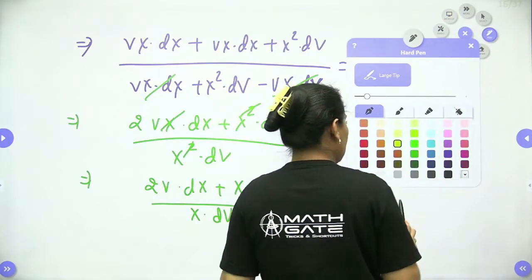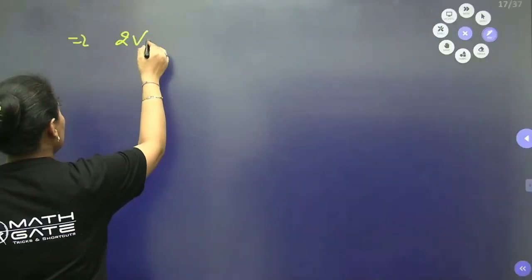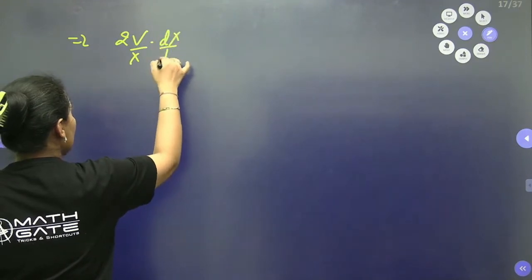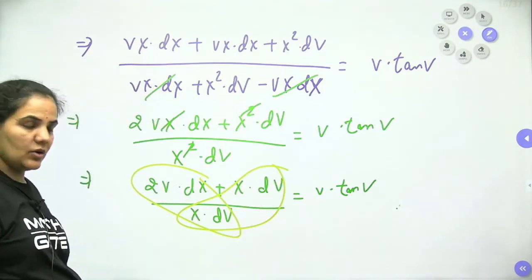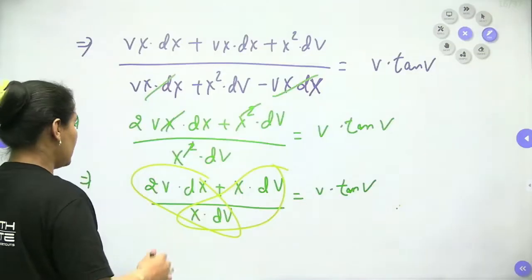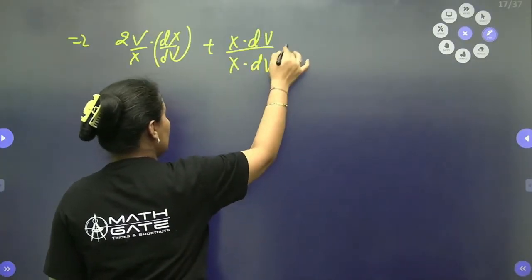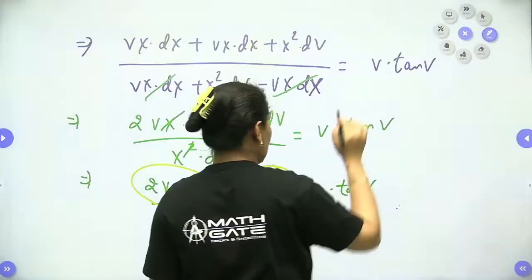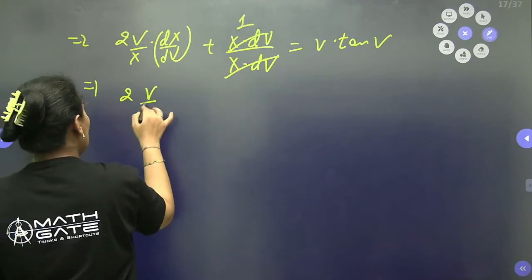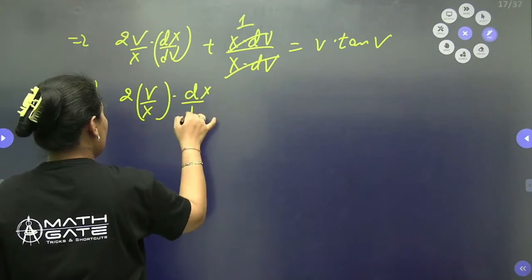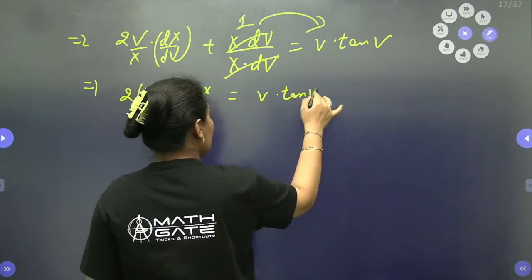Let me show you with a different pen. It will be 2v by x into dx by dv. We can write it like this also, right, guys? So it will be 2v by x, dx by dv, plus x dv by x dv only, and here we have v tan v only. So that gives us 1 only. Here we have 2v by x into dx by dv plus 1. Let's transfer 1 there, v tan v minus 1.